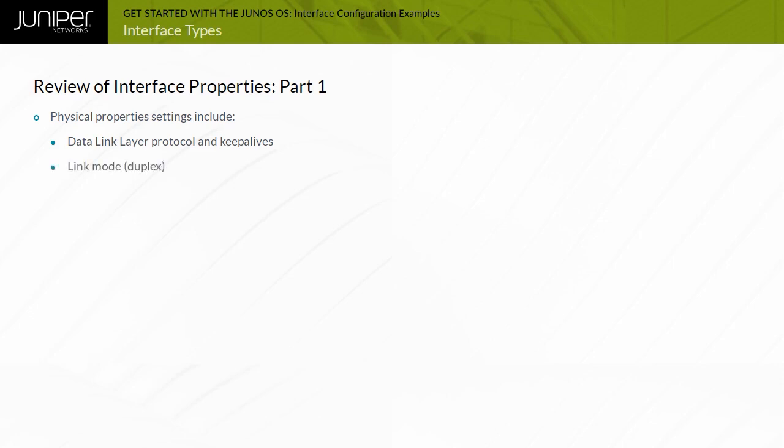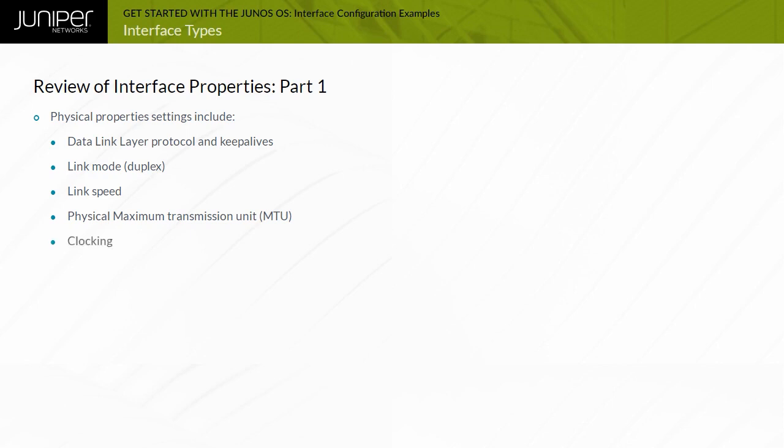Link Mode. On Ethernet interfaces, you can hard-code the duplex setting to either half duplex or full duplex. Link Speed. You can specify the link speed on certain interface types. Maximum Transmission Unit, or MTU. You can vary the size from 256 to 9,192 bytes.